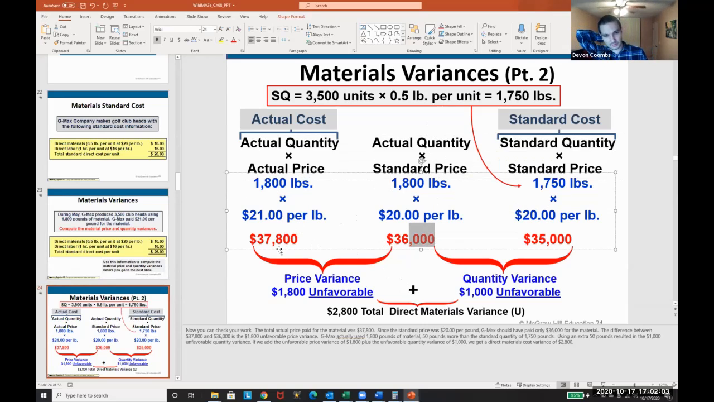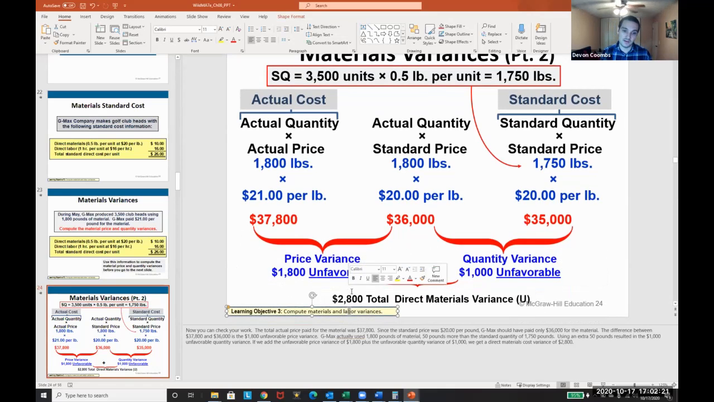This helps us to determine the price variance. 37,800 minus 36,000 is our 1,800 unfavorable. And then this helps us to determine the quantity variance. 36,000 minus our 35,000 is 1,000. And then our check here is 1,800 and the 1,000 equals 2,800 unfavorable variance.